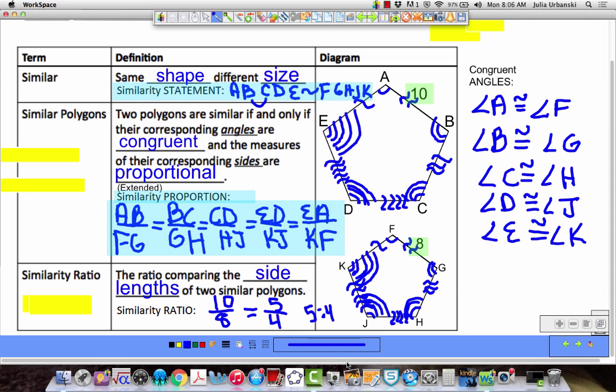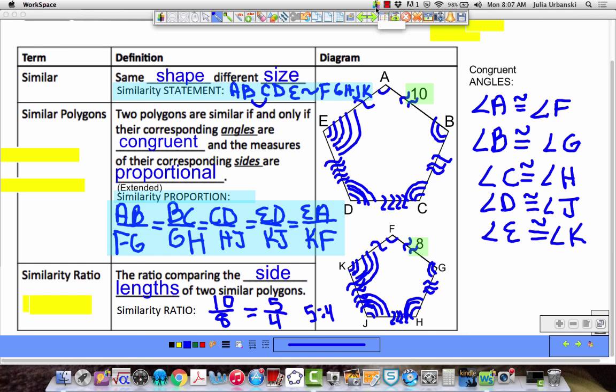Written either way. Okay, so anytime you want to know or need to do something with similarity polygons, come here. These are the definitions that you need. What things have to be congruent? Angles, because that goes with same shape, congruent angles. What two or several things have to be proportional? Sides. That's what makes the length different, okay? So it's all about this.